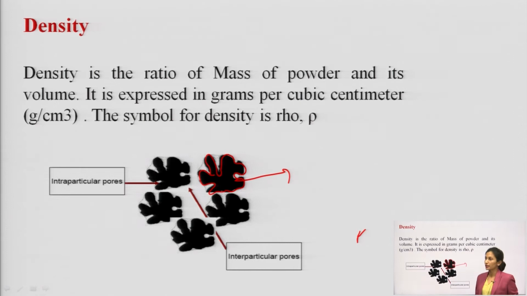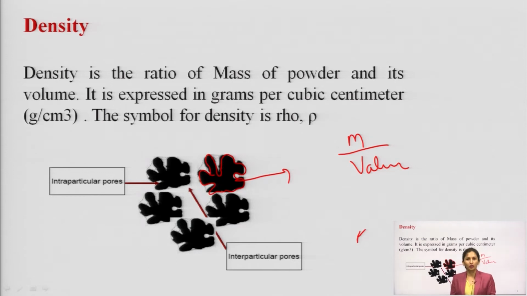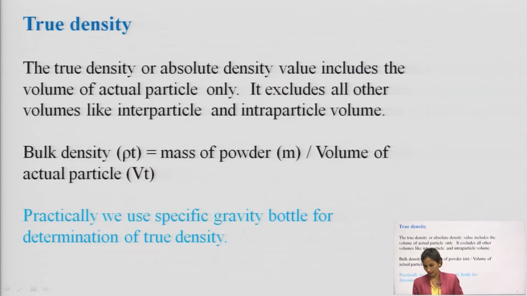So true density is equal to mass upon volume, and what will be the true volume? Volume of actual particle only, that means excluding inter and intra particle space. So that is known as your true density. So true density is equal to mass of the powder divided by volume of the actual powder.